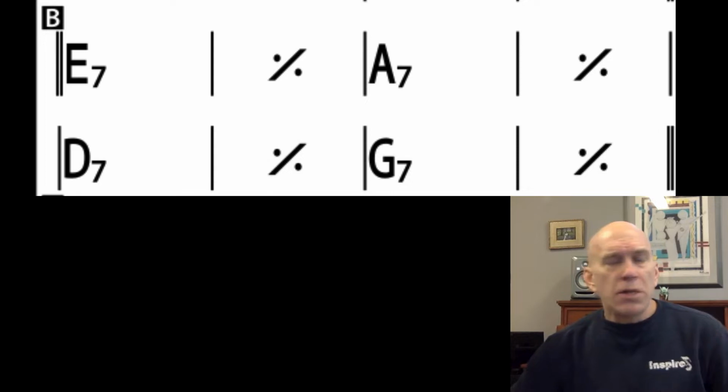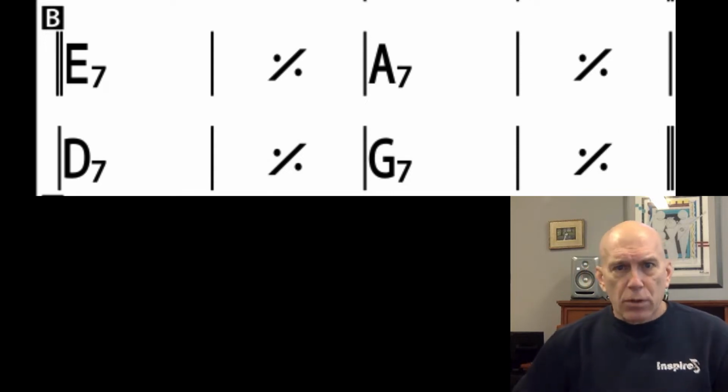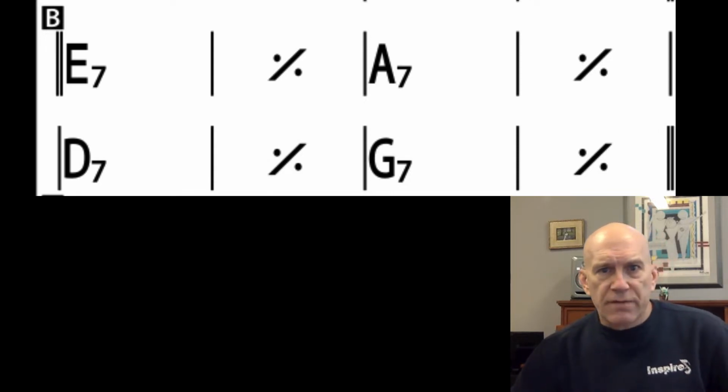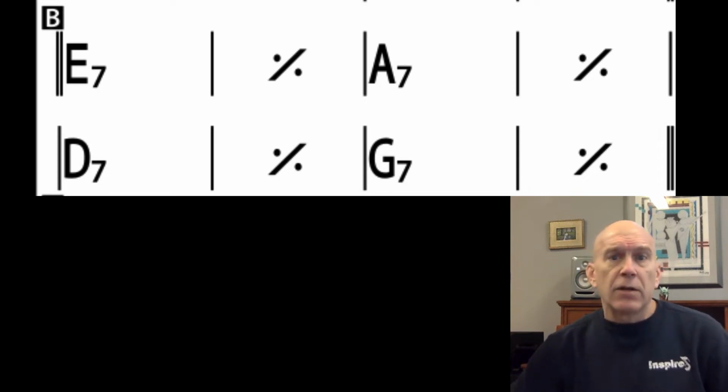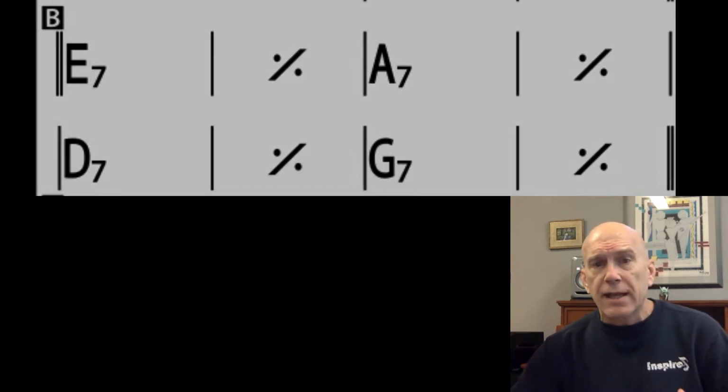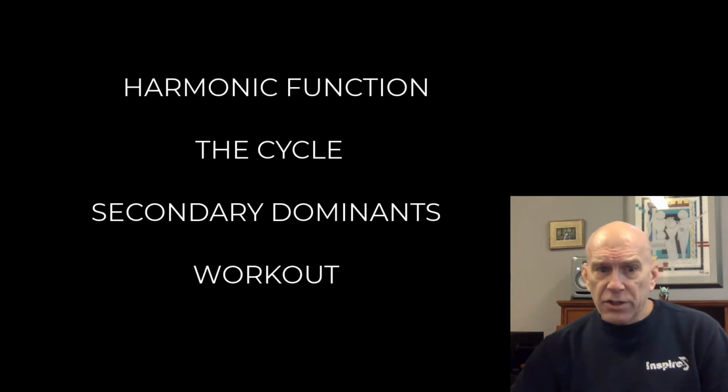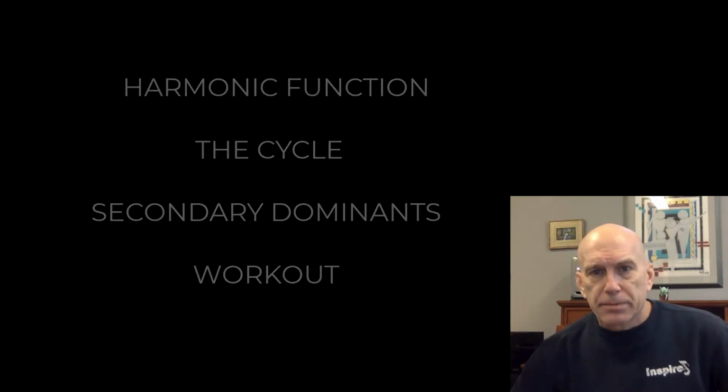There is so much music in this straightforward, simple 8 bars of the bridge. It offers us a perfect place to dive into understanding and hearing music on a deeper level. So we're going to take a look at the harmonic function, the cycle, secondary dominance, and then we'll get into a workout implementing the bebop scales over the bridge.